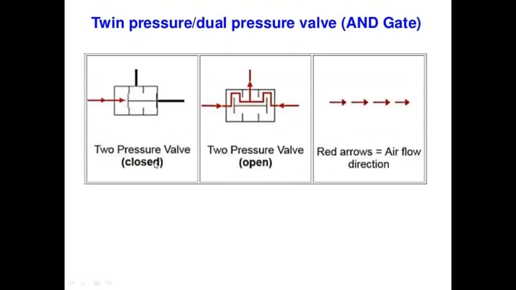See here, two pressure valve. In this case, this is closed. Two pressure valve means here, this is open position. Red arrows equal to air flow directions. This is air flow directions.